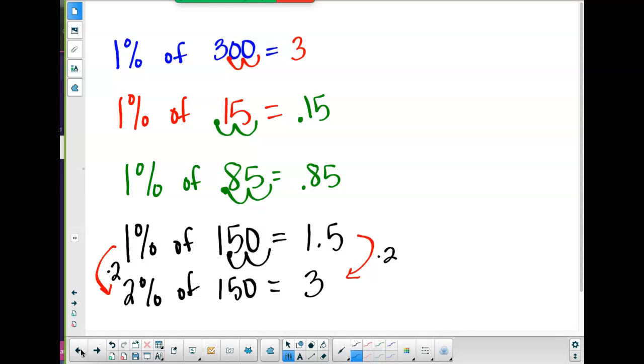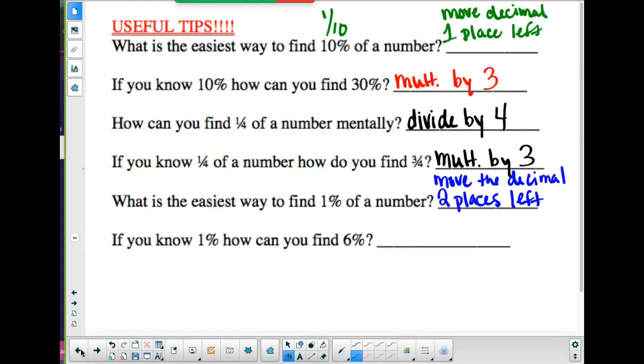Okay. So the last question here is, if you know 1%, how do you find 6%? What do you think? If you know 1%, can you get to 6%? You multiply it by 6. Multiply by 6, absolutely.